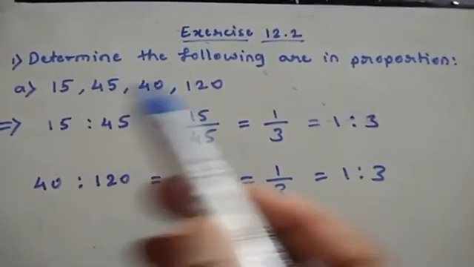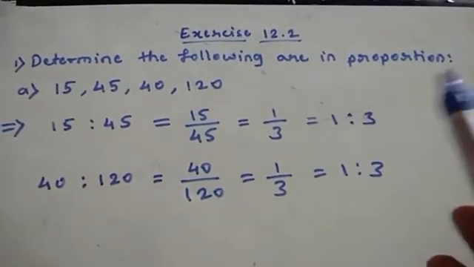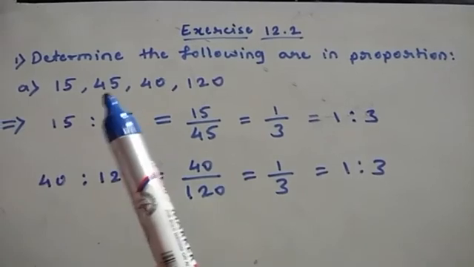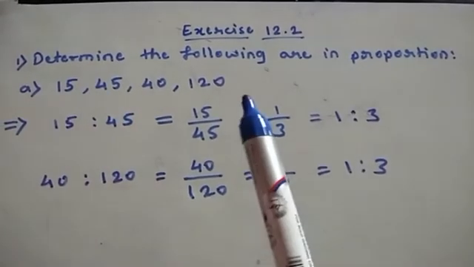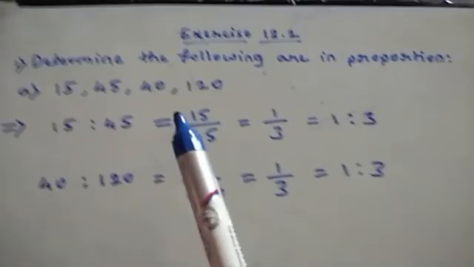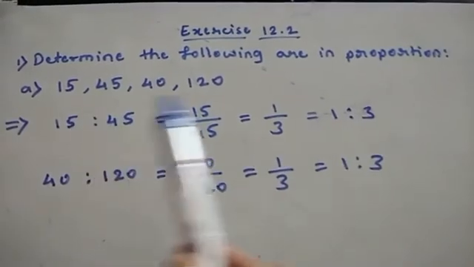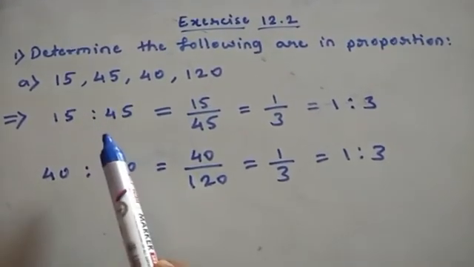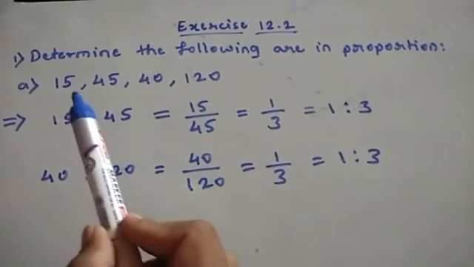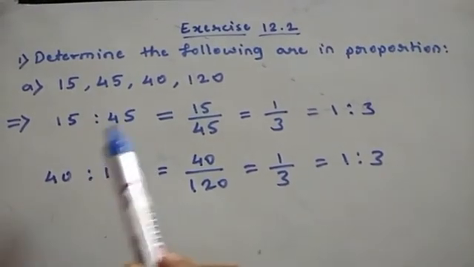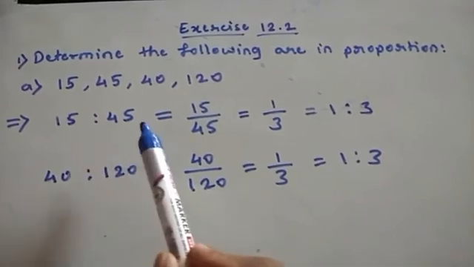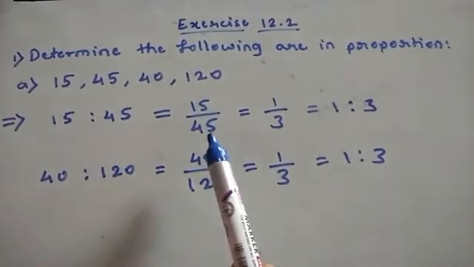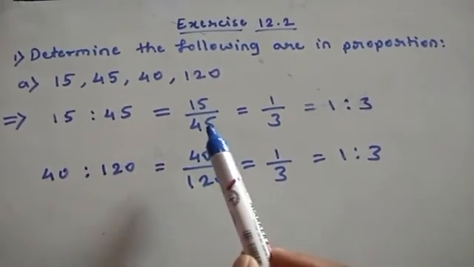First question, determine whether the following are in proportion. Now here we are going to check in these examples whether these given numbers are in proportion or not. Students, remember that out of the four terms, the first two terms we have to take as the first ratio. Therefore 15 and 45 we can write as 15:45. Now this 15:45 means 15 upon 45.